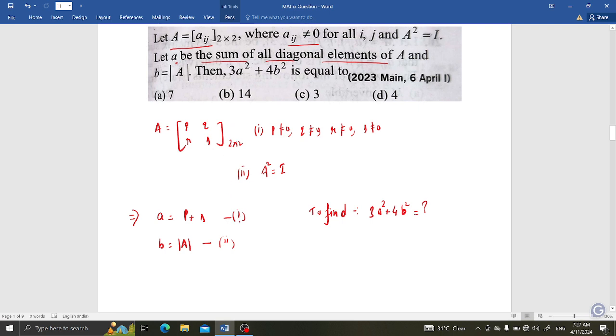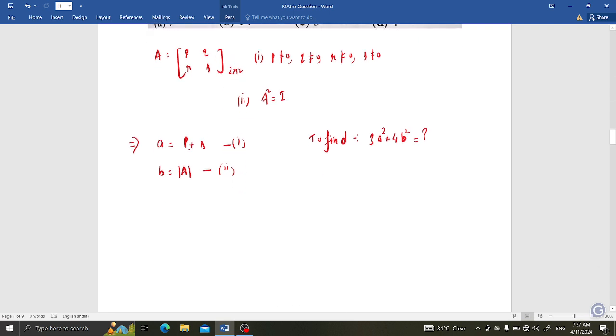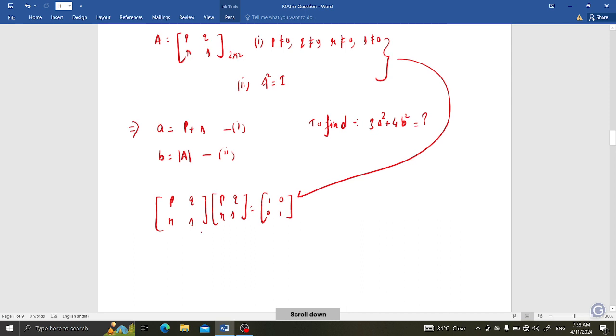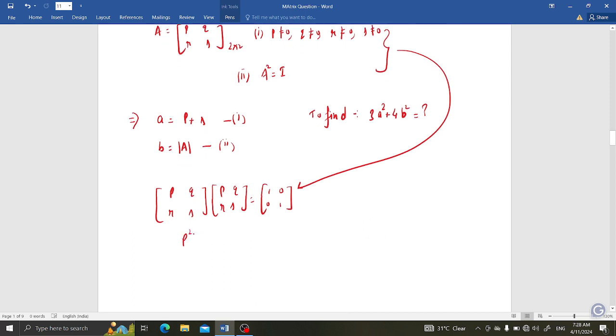Now listen. A square equal to I came, na? Actually, we don't have anything else. So here we are proceeding by these two given conditions. First of all, we have A square equal to I. So P, Q, R, S times P, Q, R, S equals 1 0 0 1. Okay, I'll do row into column, P square plus RQ.